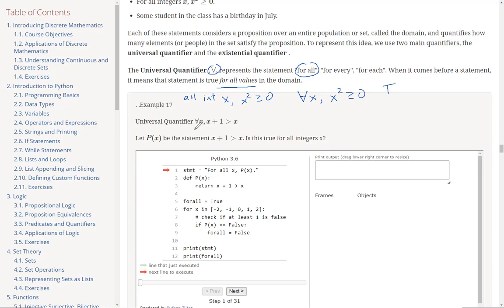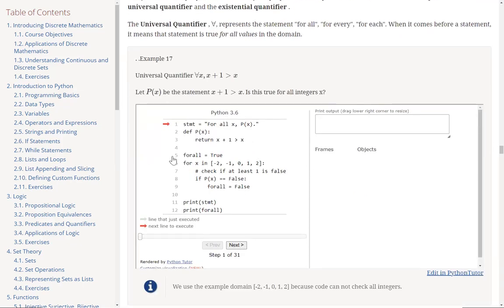So here's another one. Okay. So we're saying for all x, x plus 1 is greater than x. And the question is, is this true for integers? So my domain is going to be the integers. That's my domain. And I'm saying, is the statement p of x true for all integers? That is, is x plus 1 greater than x for all integer values of x? Well, I'm going to leave this also as an exercise for you to try on Python Tutor. It'd be a very useful one to do.